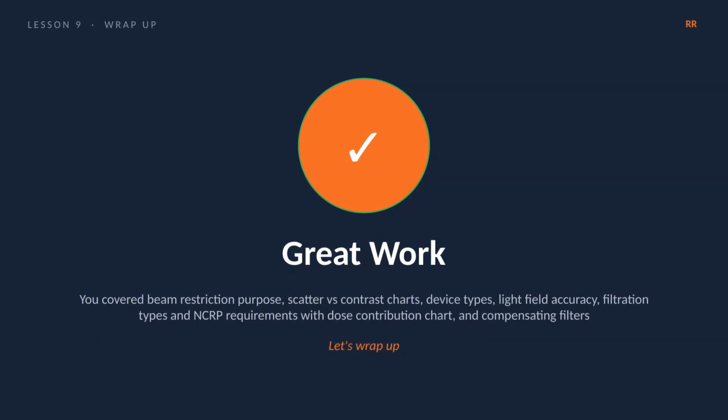You covered the 4 purposes of beam restriction, the dual scatter and contrast line charts, all 4 beam restricting device types, light field accuracy testing, the photon energy dose contribution chart, filtration types and the NCRP minimum requirements, HVL, and compensating filters. Collimate on every exam. Every centimeter counts.